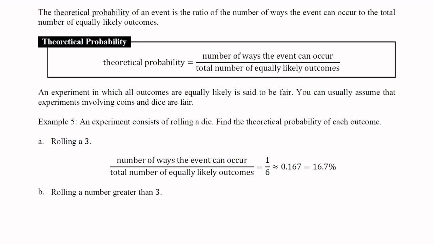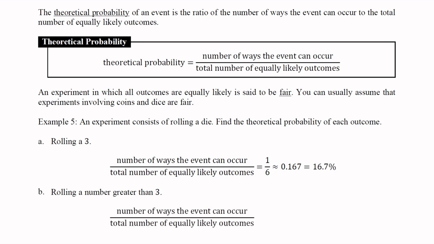Rolling a number greater than 3. Well, we know that there are 3 numbers greater than 3 on a die. There's a 4, 5, and 6. So the number of ways the event can occur is 3 out of 6, which is 1/2. As a decimal, it is 0.5, so we have a 50% chance of rolling a number greater than a 3.